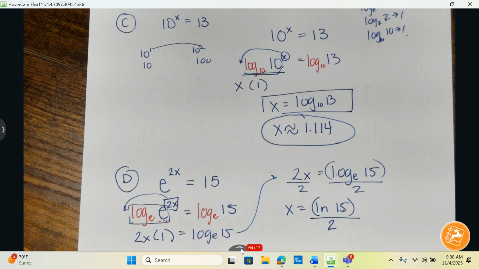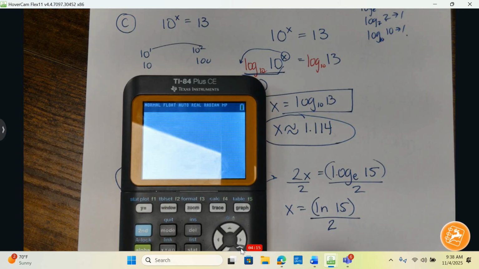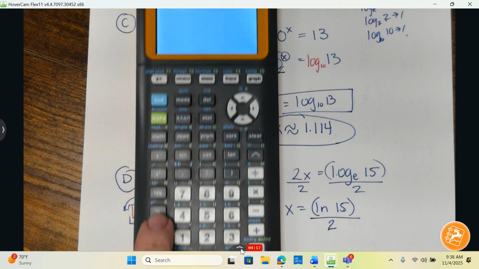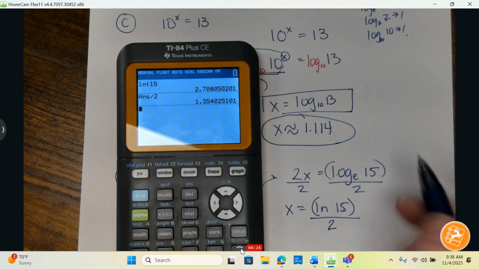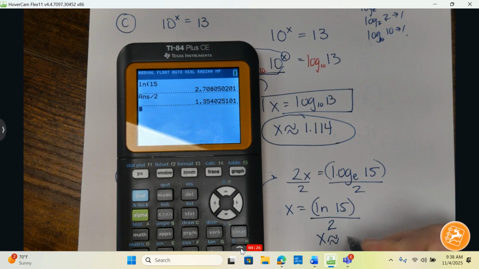That's the exact answer. Now, we do have a button on our calculator that is ln. You can see it right here. So I can do ln of 15, get an answer, and then divide it by 2. So x is approximately 1.354.